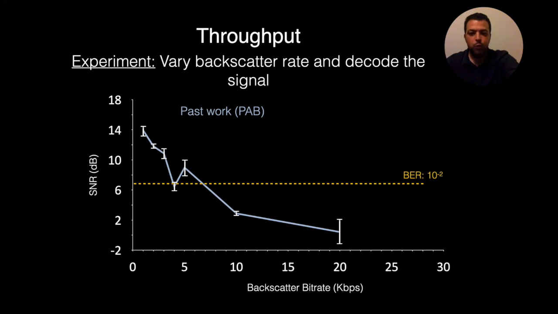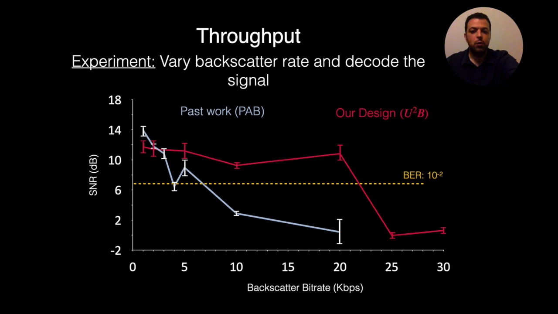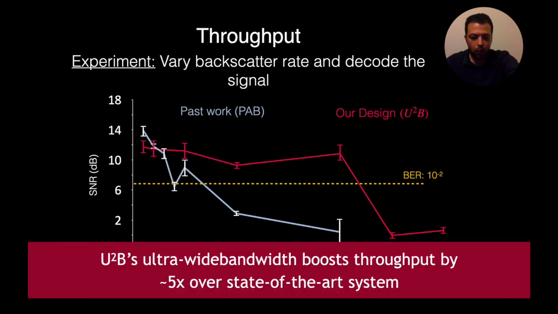But now, using the U²B design, if we test its throughput, this is what we will get. We can see that the SNR of U²B remains well above the threshold up to about 20 kilobits per second. That can enable us to do many more applications such as streaming images or even low quality videos. The conclusion here is that with U²B, due to its ultra-wideband nature, we were able to boost throughput by about 5 times over the state-of-the-art system.